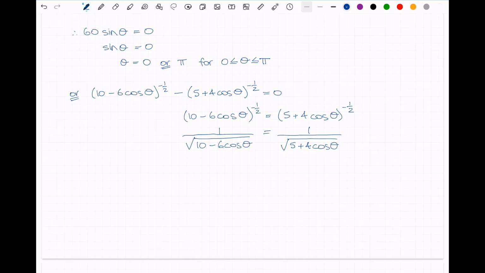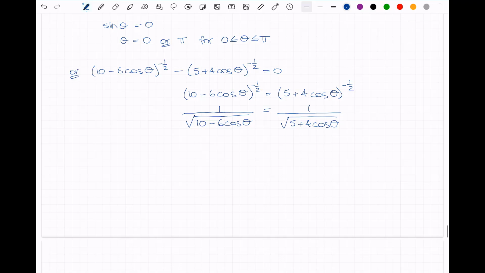And I could take the reciprocal of both of these fractions. That's a valid move. So square root of 10 minus 6 cos theta would be equal to the square root of 5 plus 4 cos theta. I could then take the square of both sides, so 10 minus 6 cos theta is equal to 5 plus 4 cos theta.